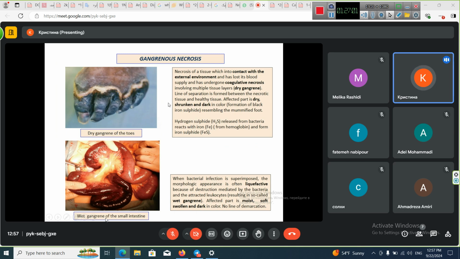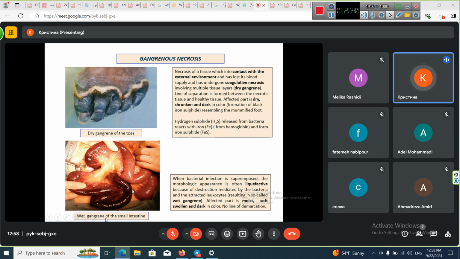Here we see the different types of gangrene, the dry gangrene and the wet gangrene. Dry gangrene of toes. Here the tissue is dry, shrunken, and dark in color because of formation of iron sulfide. Hydrogen sulfide, H2S, released from bacteria, reacts with iron from hemoglobin and forms iron sulfide, FeS. So this substance gives this black color in this area.